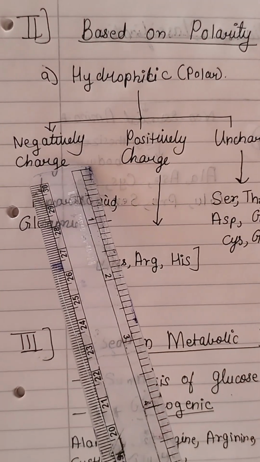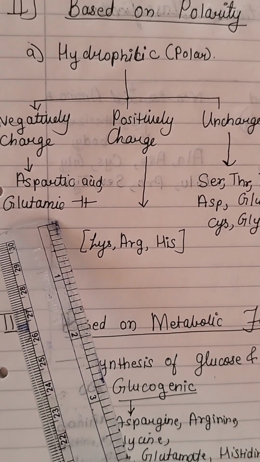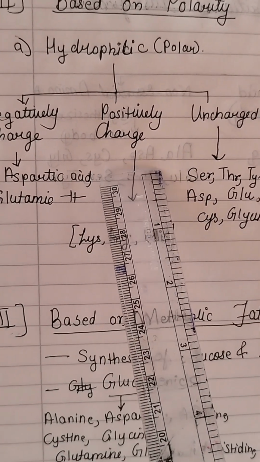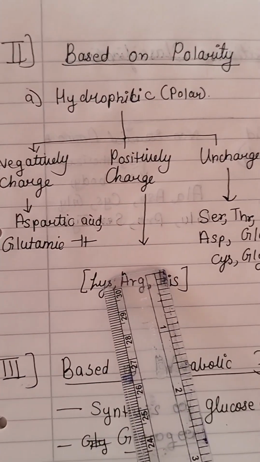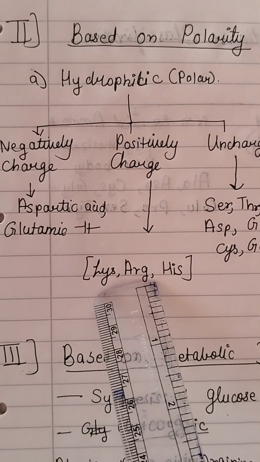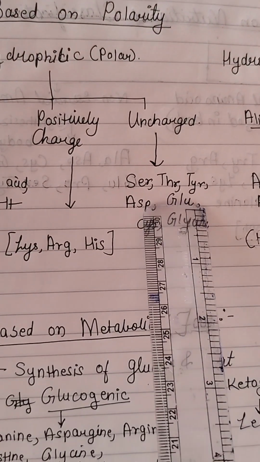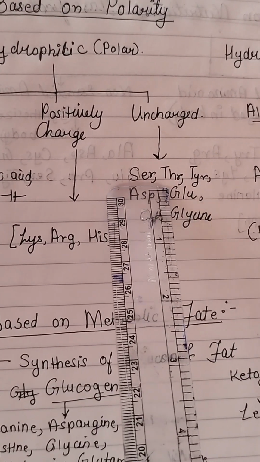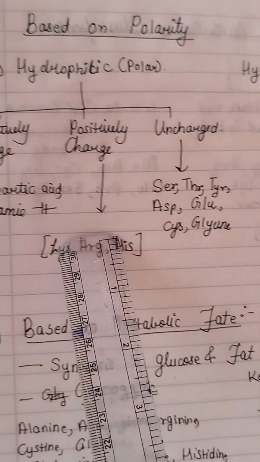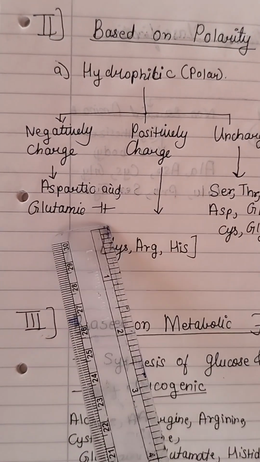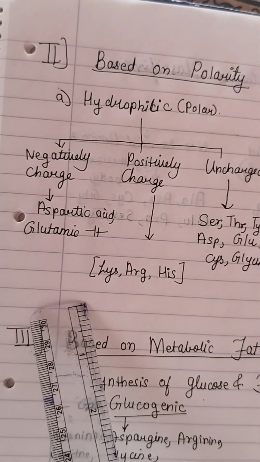In negatively charged, which are the amino acids? Aspartic acid and glutamic acid, these are negatively charged. In positively charged hydrophilic, or polar, amino acids, we have lysine, arginine, and histidine. And the uncharged amino acids are serine, threonine, tyrosine, asparagine, glutamine, cysteine, and glycine. So these are hydrophilic in nature, that is polar or water soluble.